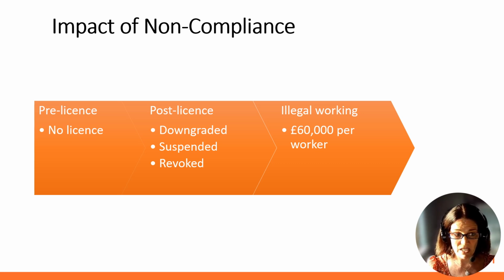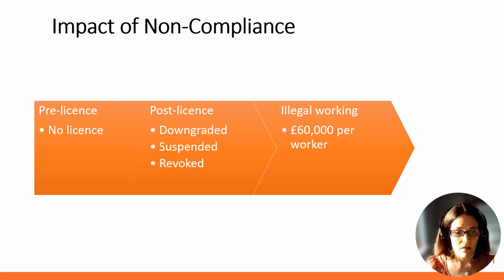Sponsors will still be able to issue certificates to workers where they require an extension. Sponsors must also agree to an action plan and pay a fee of £1,476 and then demonstrate improvements have been made before the licence is upgraded back to the original A rating.